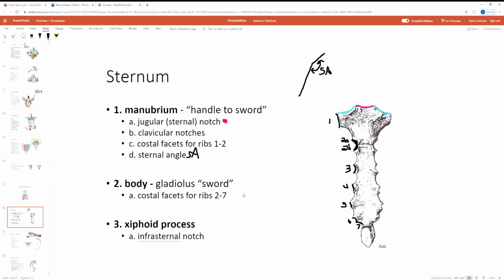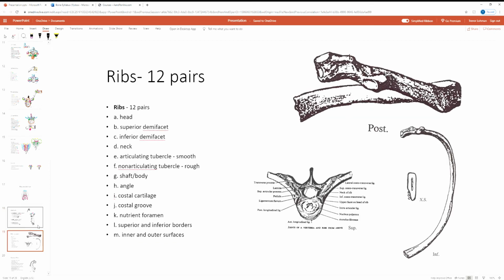Body, we labeled the costal facets already, and then lastly, we have the xiphoid process right here. And if rib 7 were attached here, there would be an angle between the xiphoid process and rib 7, or a notch rather. That notch is called the infrasternal notch. And that's it for the sternum. We'll go ahead and look at some ribs.